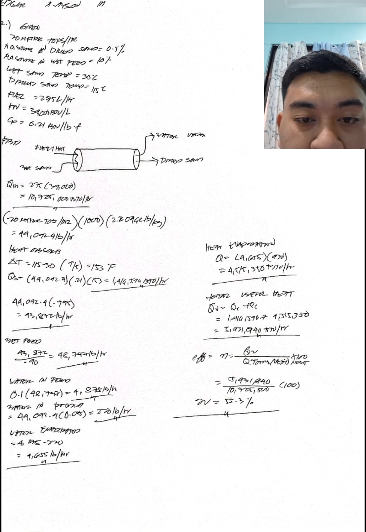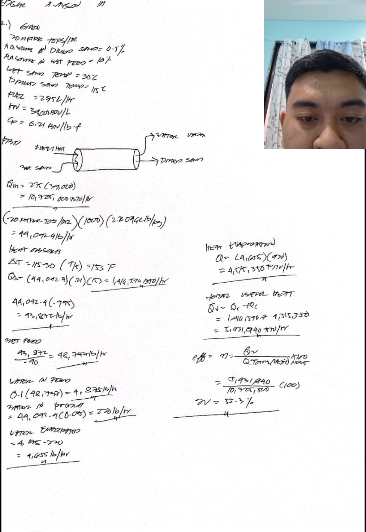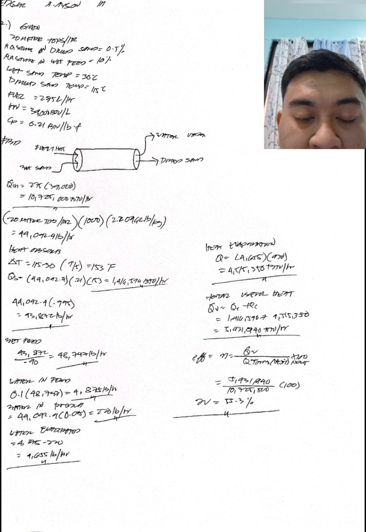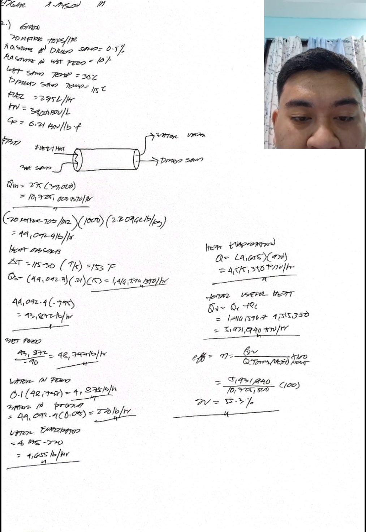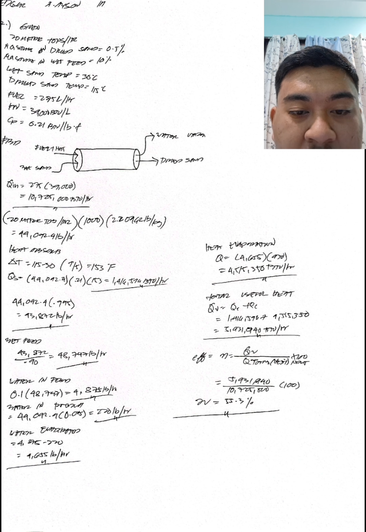5,931,946 BTU per hour. So for the dryer efficiency, we just need to divide the total over the heat input, multiplied by 100. So 5,931,946 divided by 10,725,000 multiplied by 100 gives an efficiency of 55.3%. So that's all.